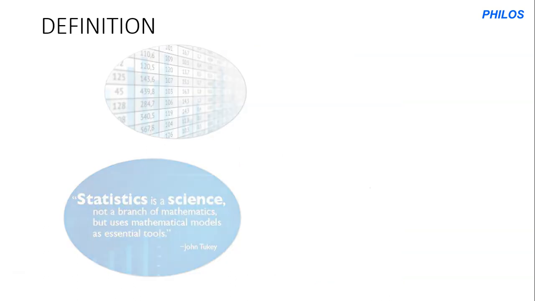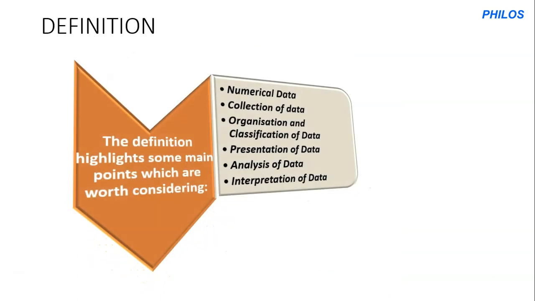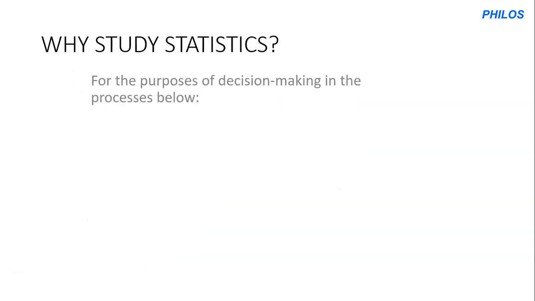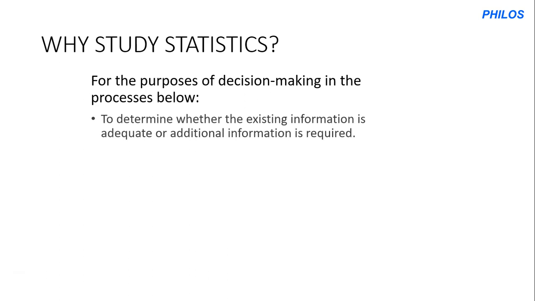You see that? The aim of statistics is to teach you how to collect data, organize it, present it properly, and then analyze the data and interpret it well. Now, why study statistics? We study statistics for the purposes of decision making in the processes below. To determine whether the existing information is adequate or additional information is required.